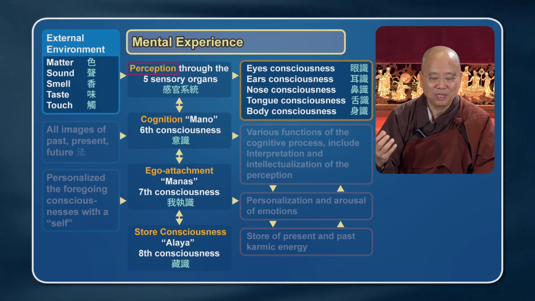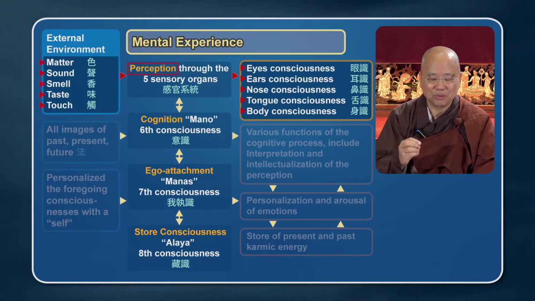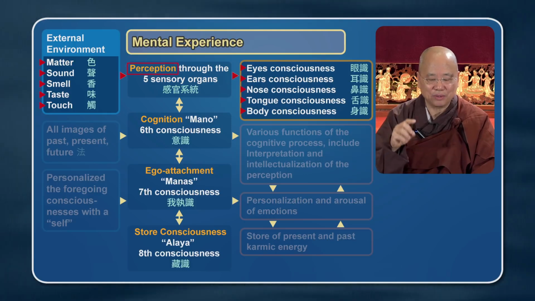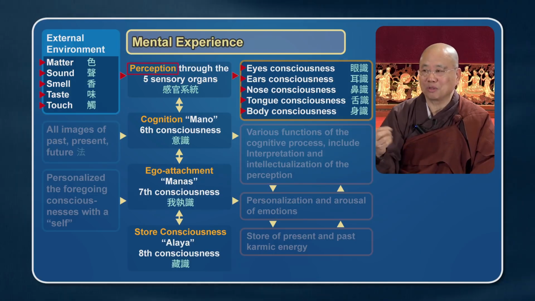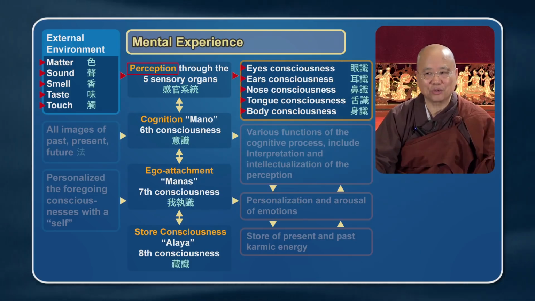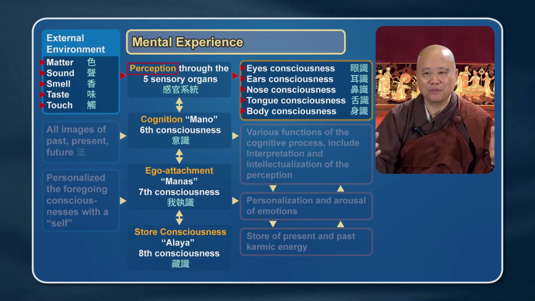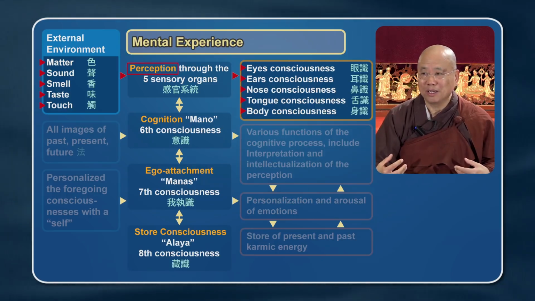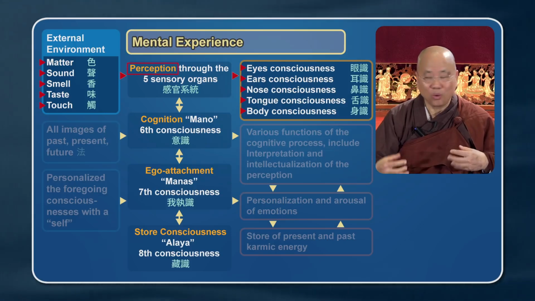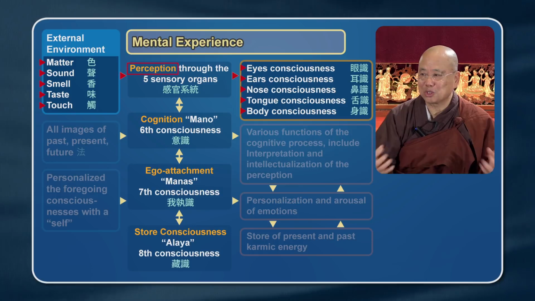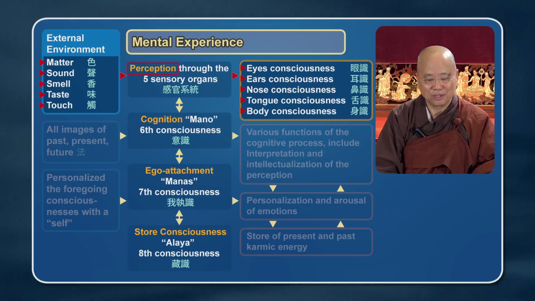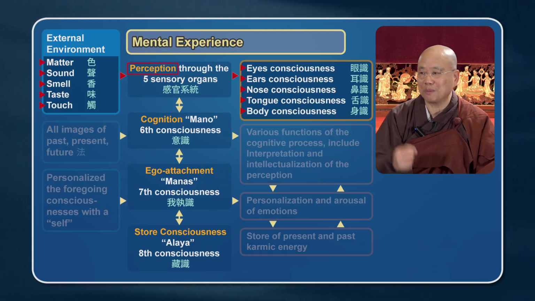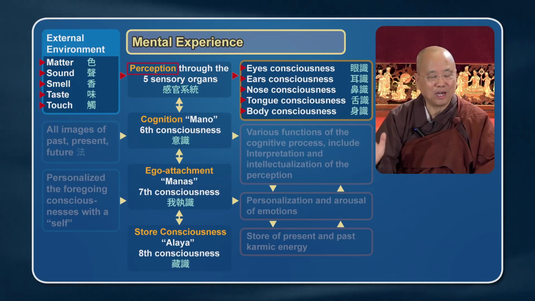Through perception, through the 5 sensory organs, eyes interact with matter, ears with sound, nose with smell, tongue with taste, and body with what? We say touch, but body actually is composed of everything in our body and its relationships, the organs, the heart, the spleen, the lung, all these. We call it body consciousness. So we interact with the external environment through perception, and as a result, all these 5 consciousnesses are created.